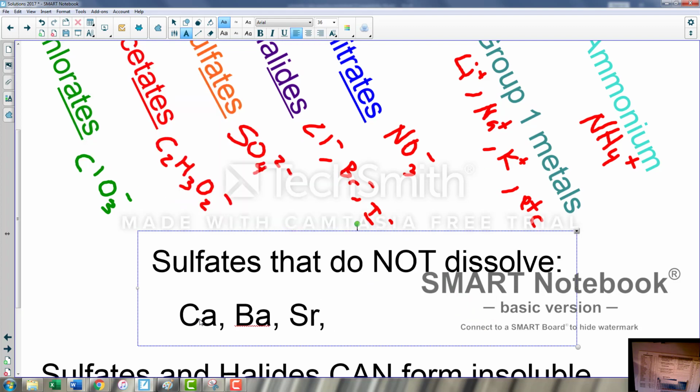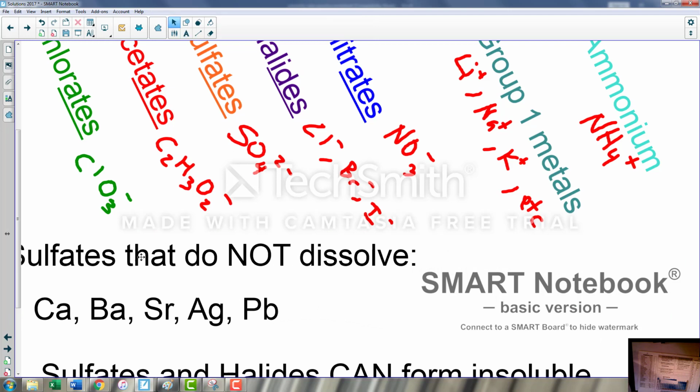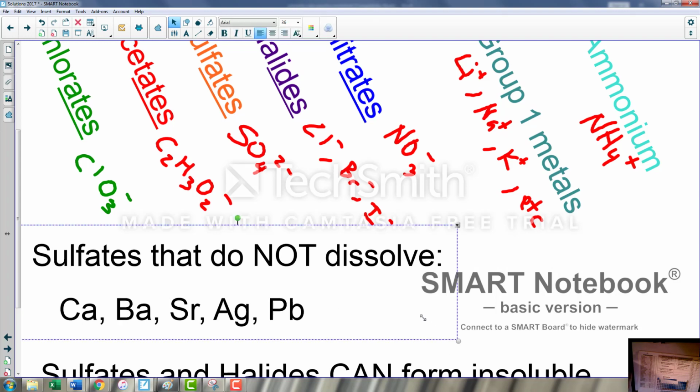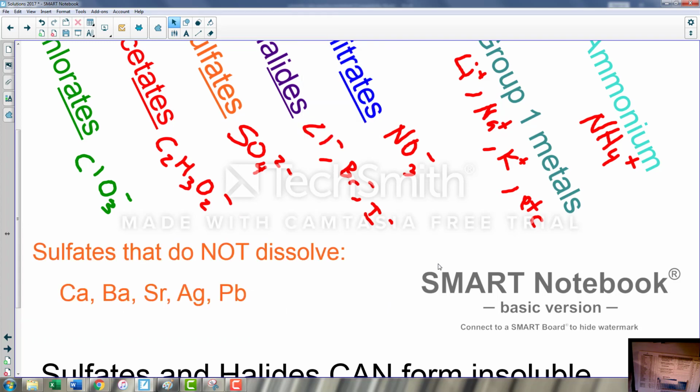and also a couple of the heavy metal sulfates don't dissolve as well. Silver and lead are two good examples. These are the only combinations with sulfates. So calcium sulfate, strontium sulfate, silver sulfate, those are the sulfates that do not dissolve. All other sulfates dissolve. Okay, so I'll color code that so you can follow along there.